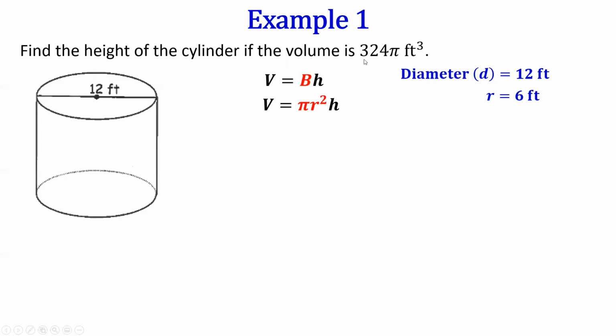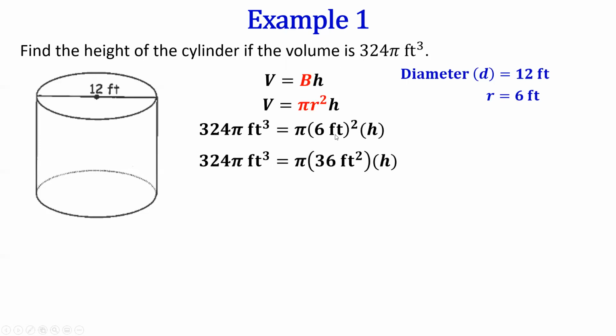Instead of V, I'm now going to have 324 pi. Instead of r, I'm going to plug in a 6. So now I have this. I put some parentheses around the h. You don't need to, but it kind of helps me separate the two pieces of my equation. And now I'm going to go and take care of the exponent. So 6 squared, that's 6 times 6, which is 36. And also the feet gets squared, so I'm going to have feet squared.